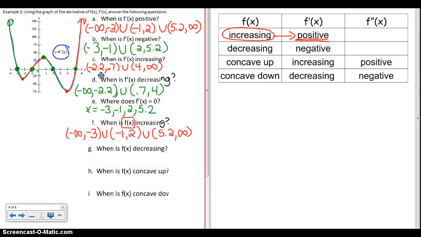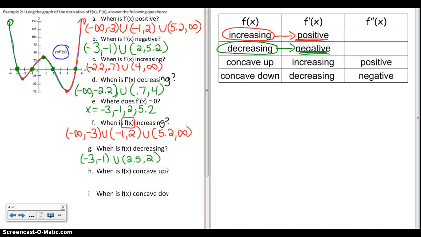Okay, so same thing for where is f of x decreasing. You want to know where is f decreasing, but you have to look at the f prime graph. So you have to look at where is f prime negative, and that was part B. So we're going to use -3 to -1, 2 to 5.2.